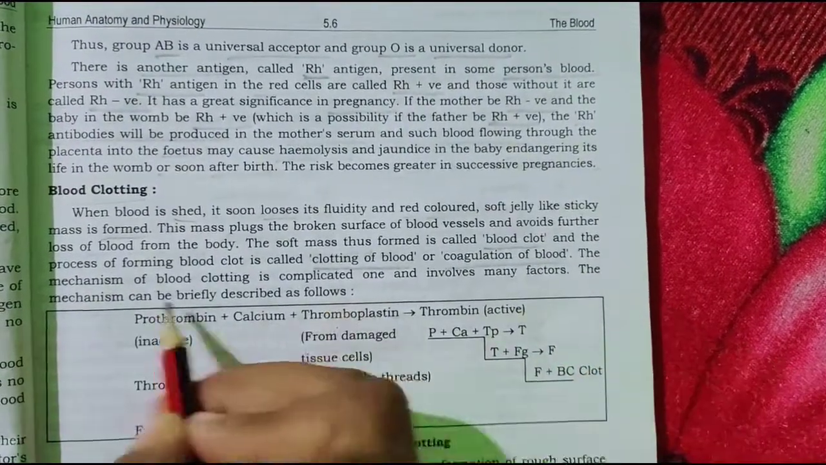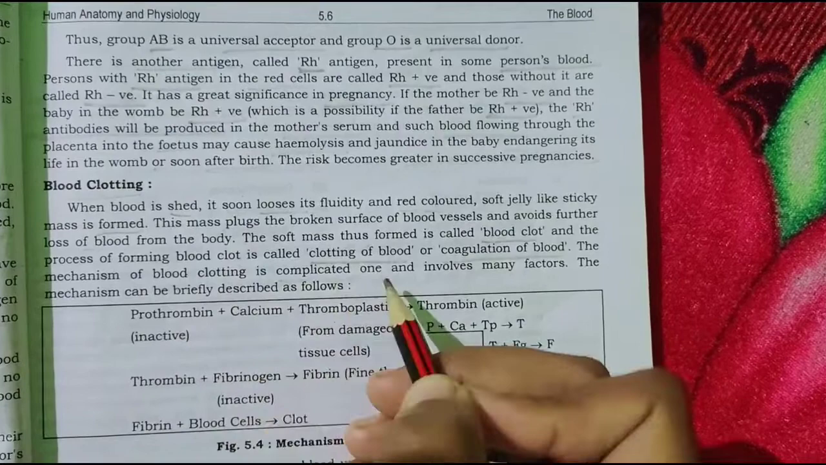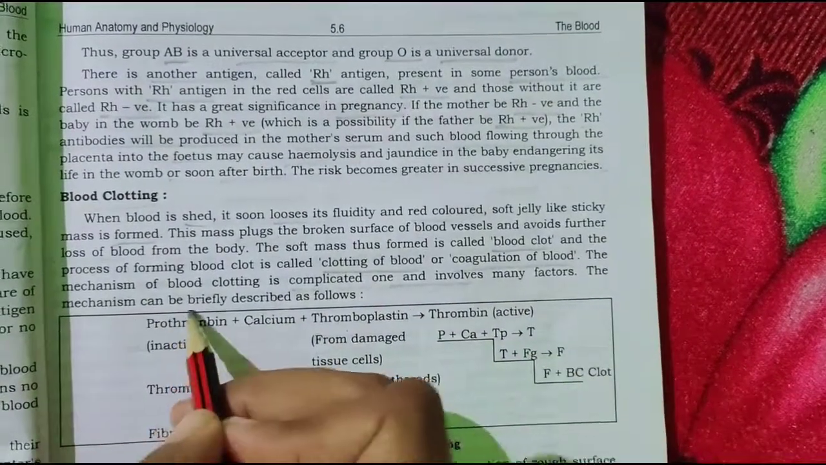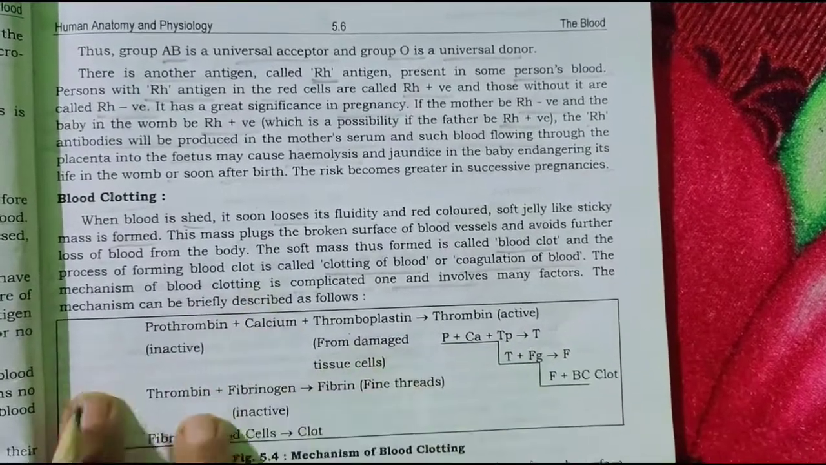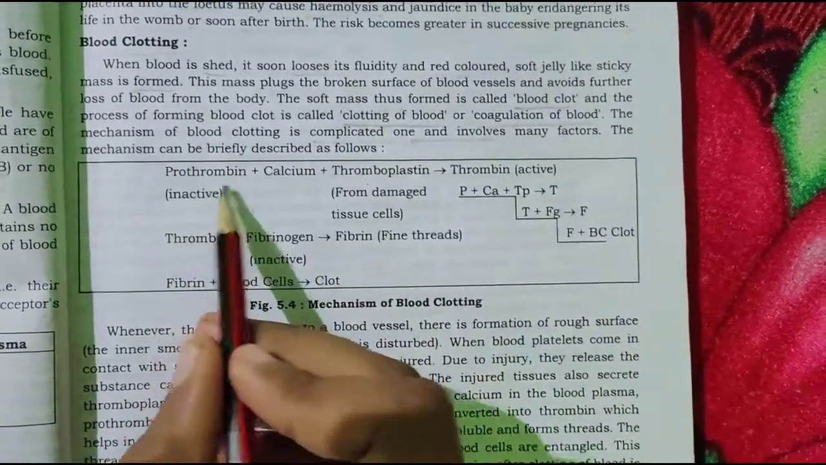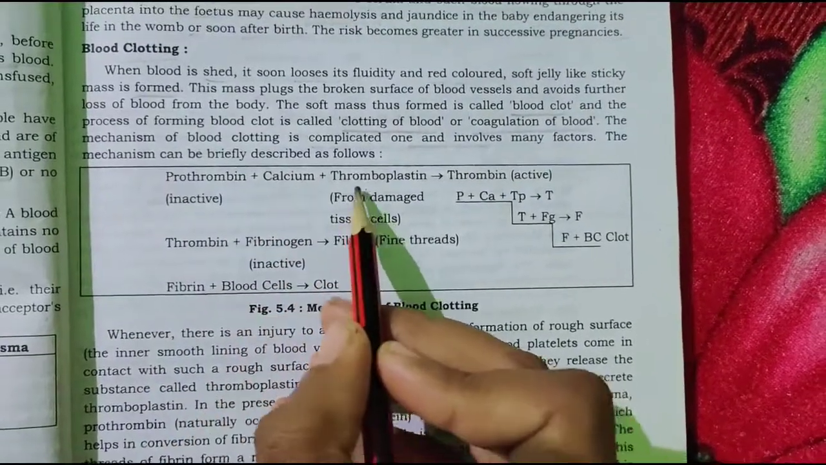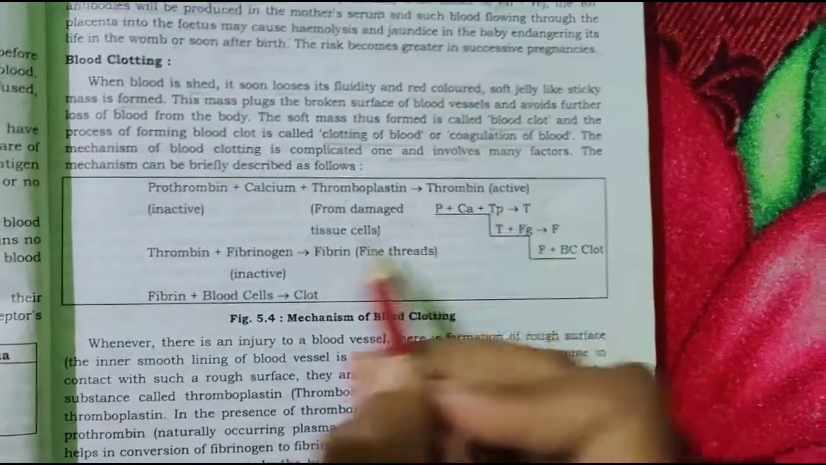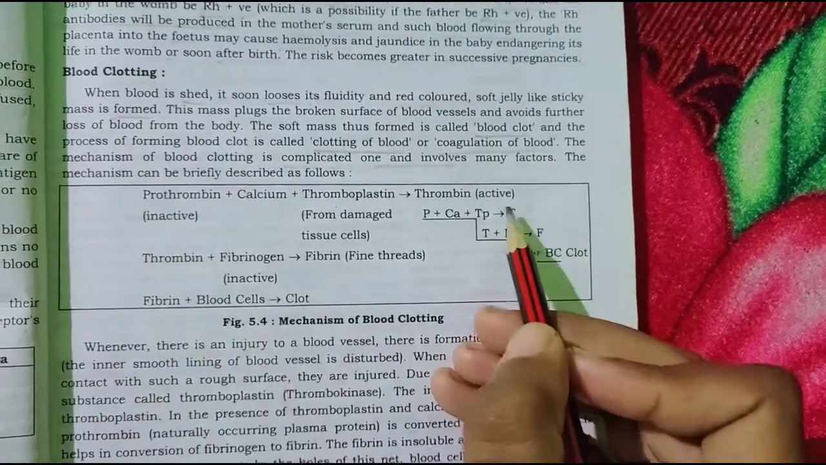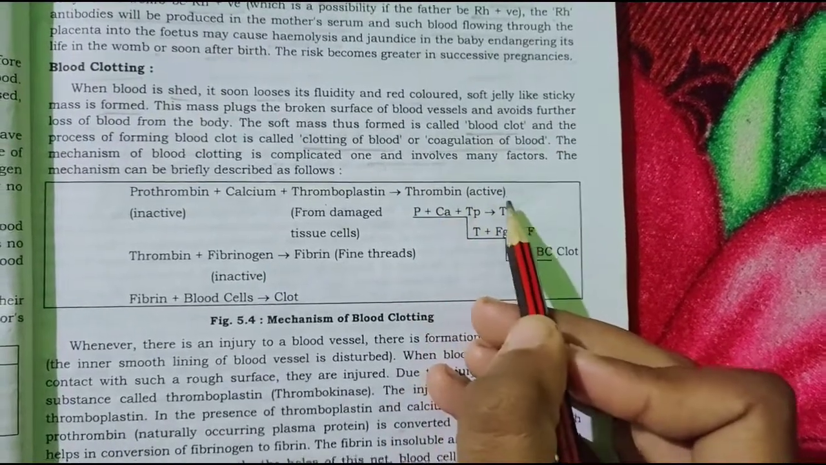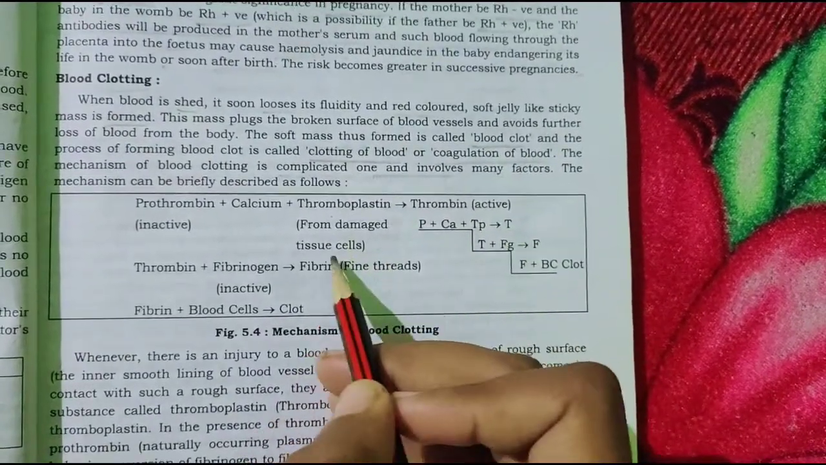The mechanism of blood clotting is complicated and involves many factors. The mechanism can be briefly described as below. You can see the mechanism of blood clotting. Prothrombin plus calcium plus thromboplastins produces thrombin. Prothrombin is inactive, and after that the thrombin is active, from damaged cells or tissues.